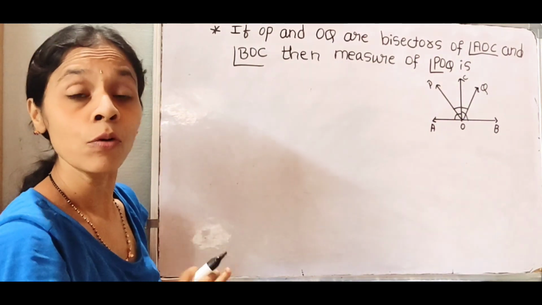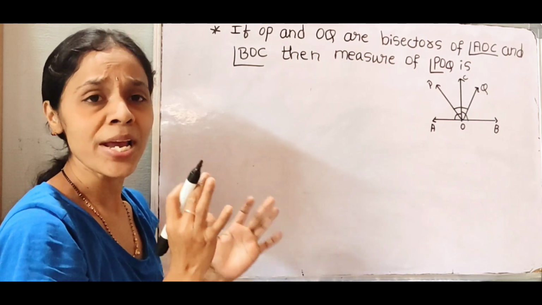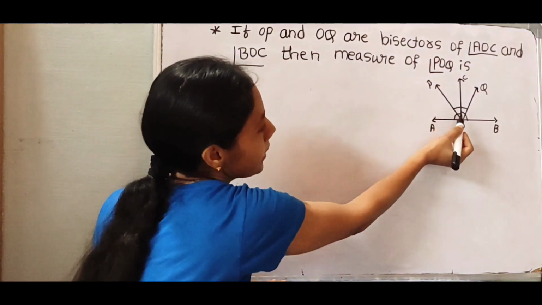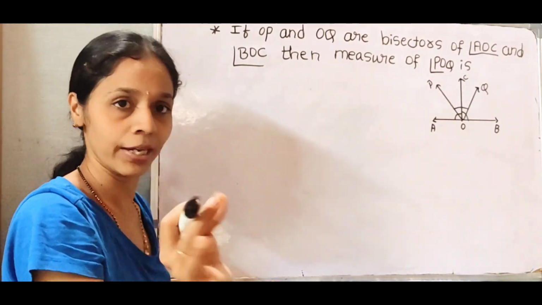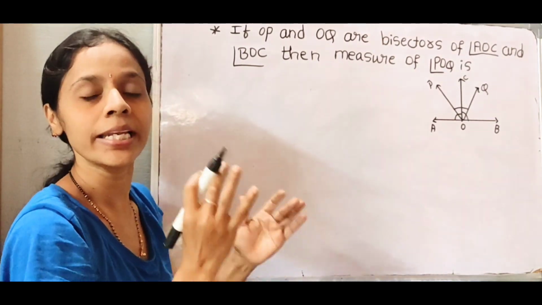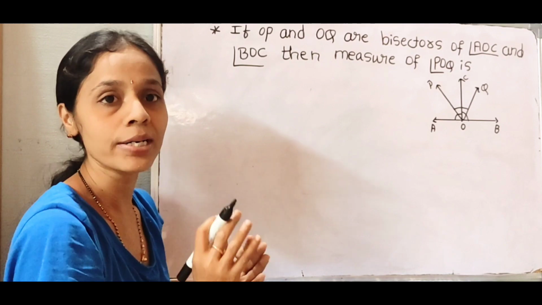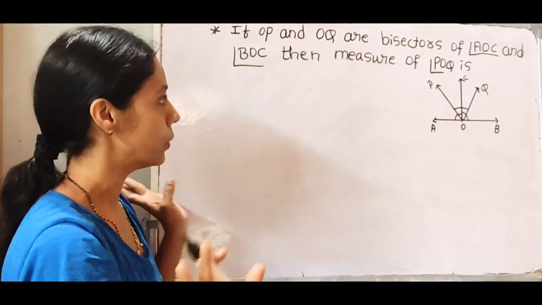First we consider what a bisector is. A bisector is a line segment that divides something into equal parts. Any figure or any object that divides into equal parts, they are called bisectors.